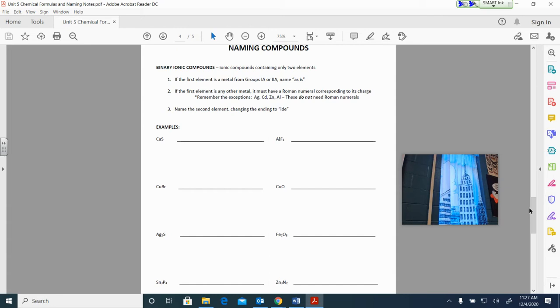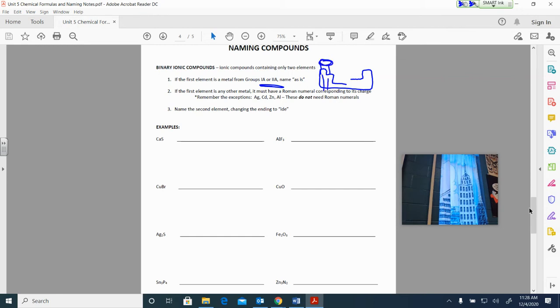Okay, the first rule says if the first element is a metal, which it almost always is, it's only not going to be on tomorrow's notes because ammonium, which is a polyatomic ion, can sometimes be first. But every other time, it's going to be a metal first. So if the first element is a metal from groups 1 or 2 on the periodic table, I'll draw a little mock periodic table here. Wow, it's uncalibrated again, as always. It's these 2 rows, right here and here.